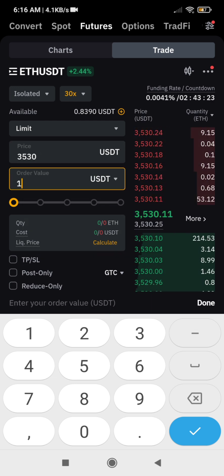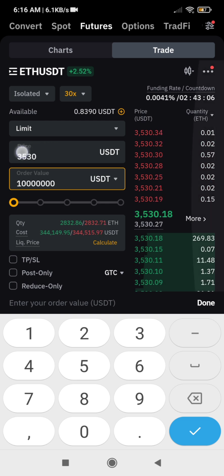And if you are going to include that you need up to 10 million US dollars worth of Ethereum, when the order reaches that price, the volume available is only the volume that will be filled for you.